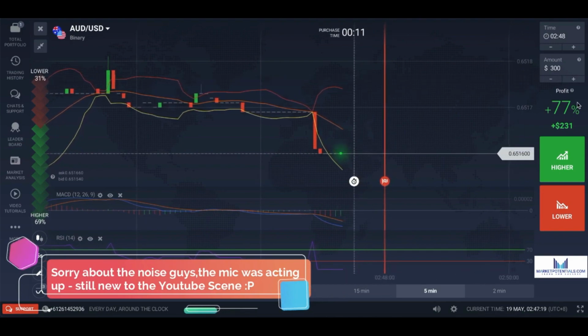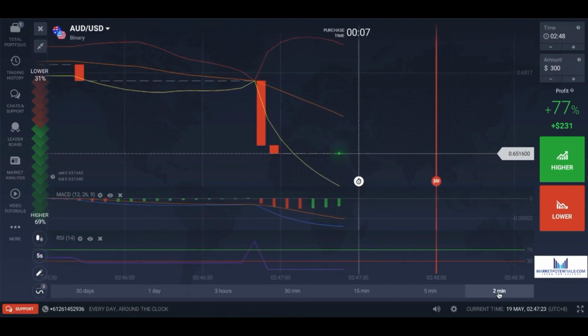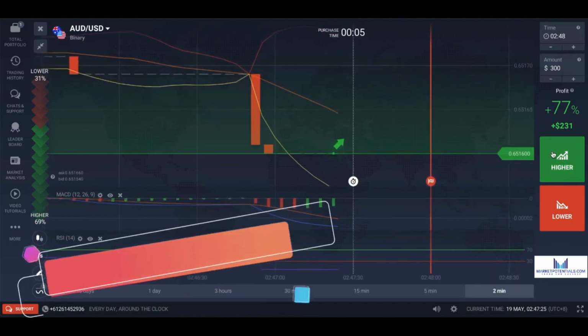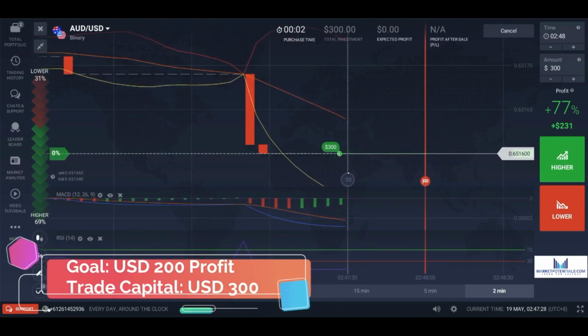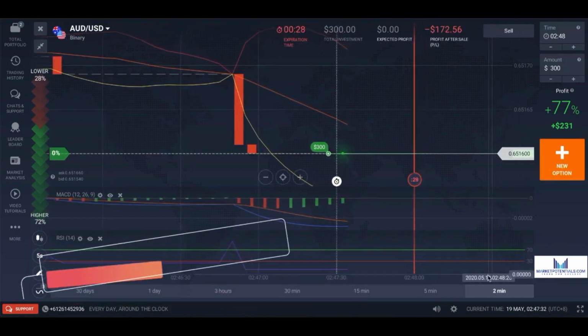As I said, the goal was 200 bucks. So I've put in 300 as my trading capital. And I am looking to see what happens here. Now, I've entered the trade, that's $300, and I've selected buy.